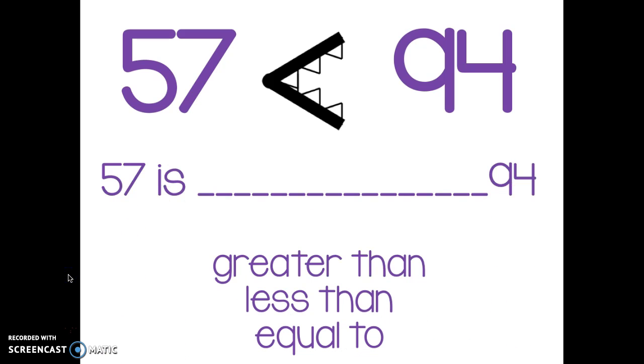All right, so I have 57 and 94. The first thing I'm going to do is look at the tens. So in 57 there are 5 tens, and in 94 there are 9 tens. Which number is bigger, 5 tens or 9 tens? Yeah, you're totally right. 9 tens is way bigger than 5 tens. Did I even have to worry about the ones? Nah, because since the tens were different, I just had to look at the tens. Now I can go ahead and describe it.